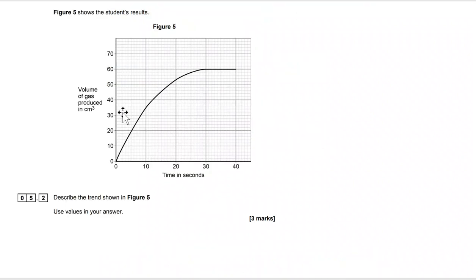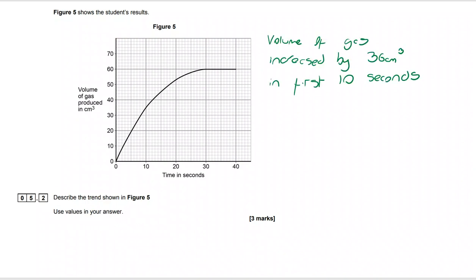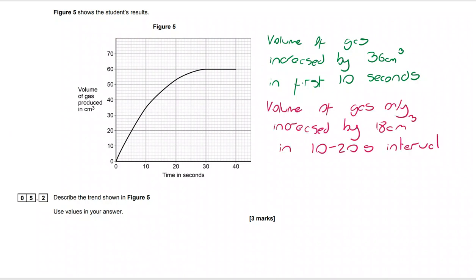On to 5.2, describe the trend shown in figure 6 and use values in your answer. This is really important, using the values. So, the volume of gas increased by 36 centimetres cubed in the first 10 seconds. I've read that directly from the graph. In the following 10 seconds, from 10 to 20, it only went up by another 18. It went up by half the amount.